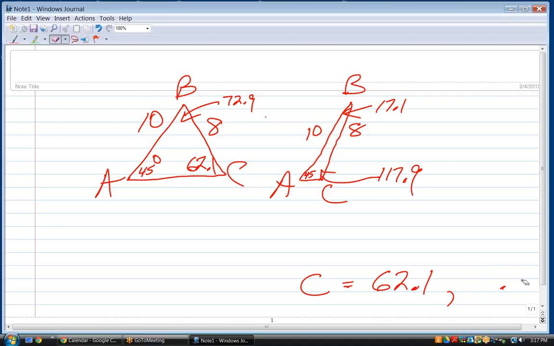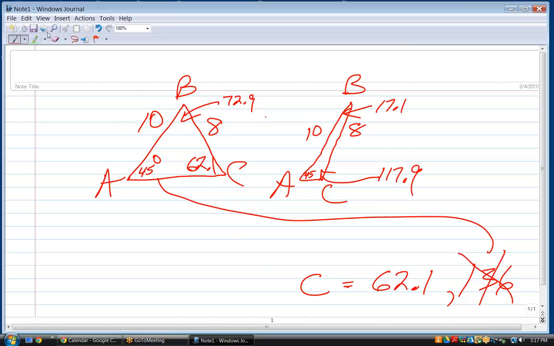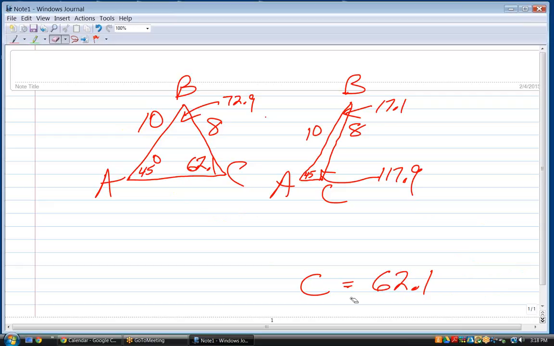Okay? If this supplementary angle would have come out to be 136, well, 136 added to 45 exceeds 180. There's no way you can have a 45 and a 136 degree angle in the same triangle. So I would say cross that out. You do not have the ambiguous case. We only have one triangle. That's the way to handle the ambiguous case of the law of sines.